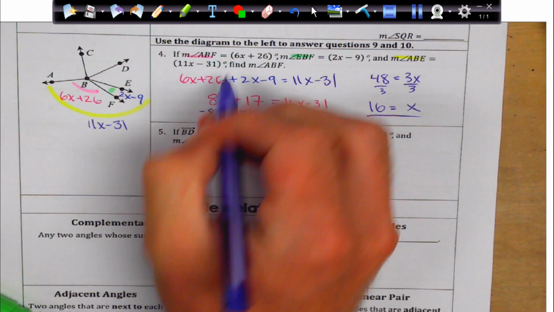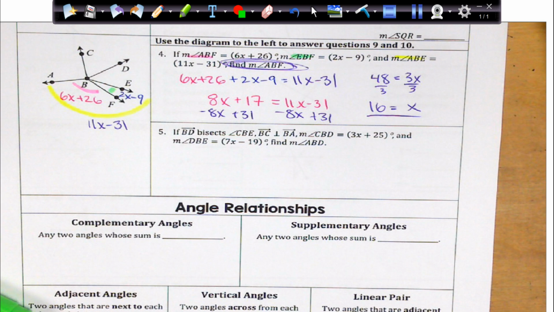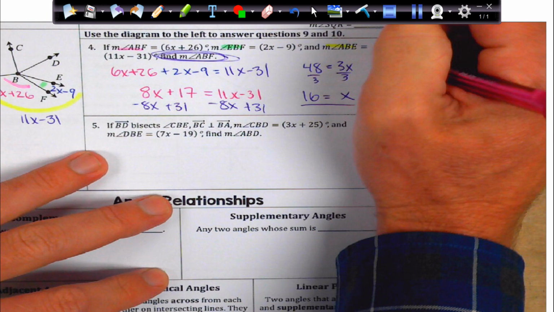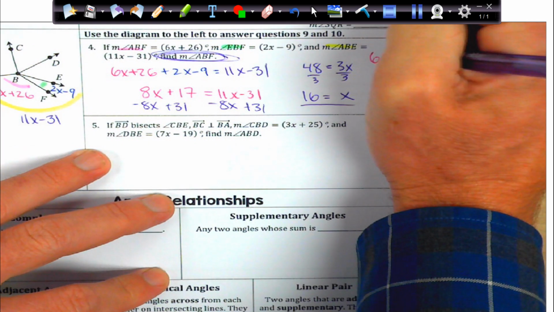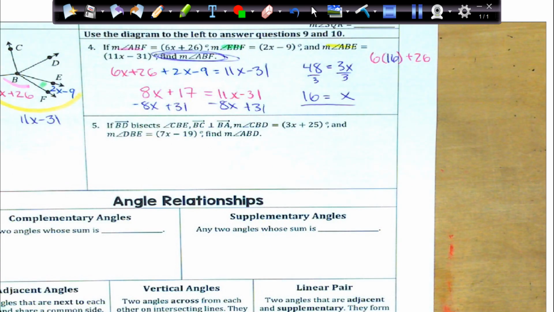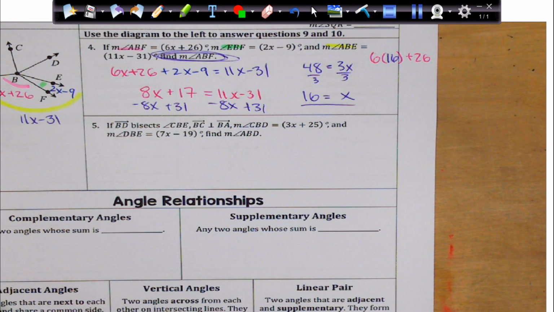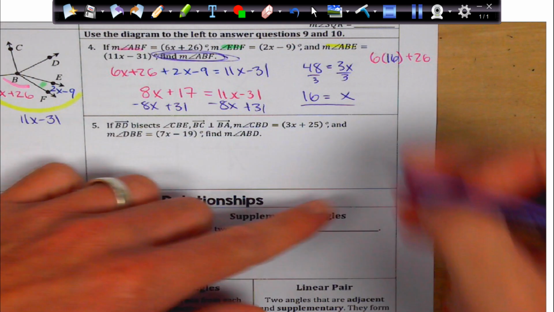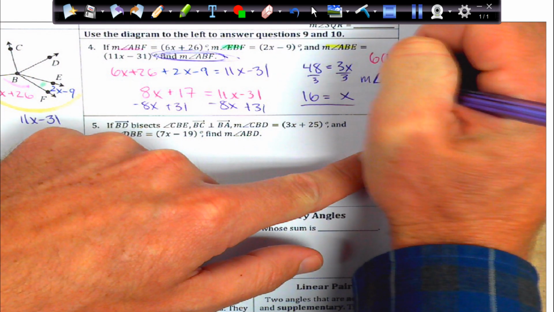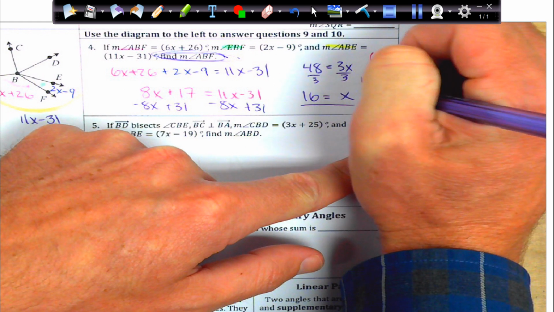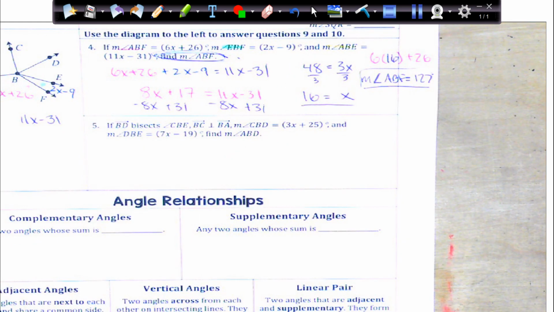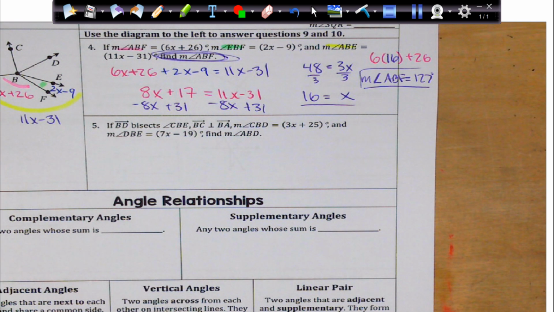Now that's not my final answer because it said find ABF. So to find ABF, I just have to plug it back into ABF, which is 6 times, in this case 16, so 6 times 16, and then we just add the 26 to it. I'm doing all this in my calculator. So the measure of angle ABF should equal 122, and that's our final answer. Again, we're going to use concepts of angle addition postulate, midpoint, bisectors, all that good stuff.